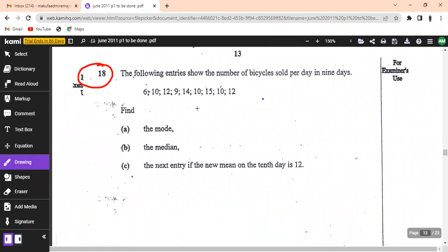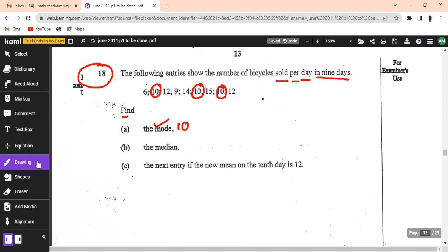Number 18: we are given the following entries, which show the number of bicycles sold per day. So these are the bicycles sold per day in 9 days. These are the arrangements, and they are not given in order of size, so it is best that we write them in order of size. The first question is to find the mode. The mode does not need us to write in order of size. We just need the number that is appearing the most. I cross-checked here, and the number appearing the most is 10. We've got 10 three times. This is the highest because 12 is appearing 2 times. So 10 is the mode here, that is the number with the highest frequency.